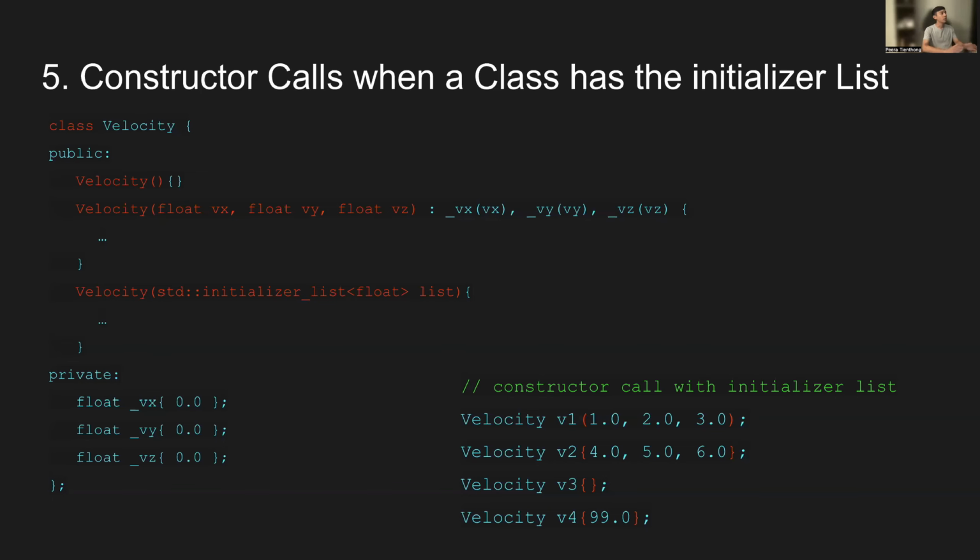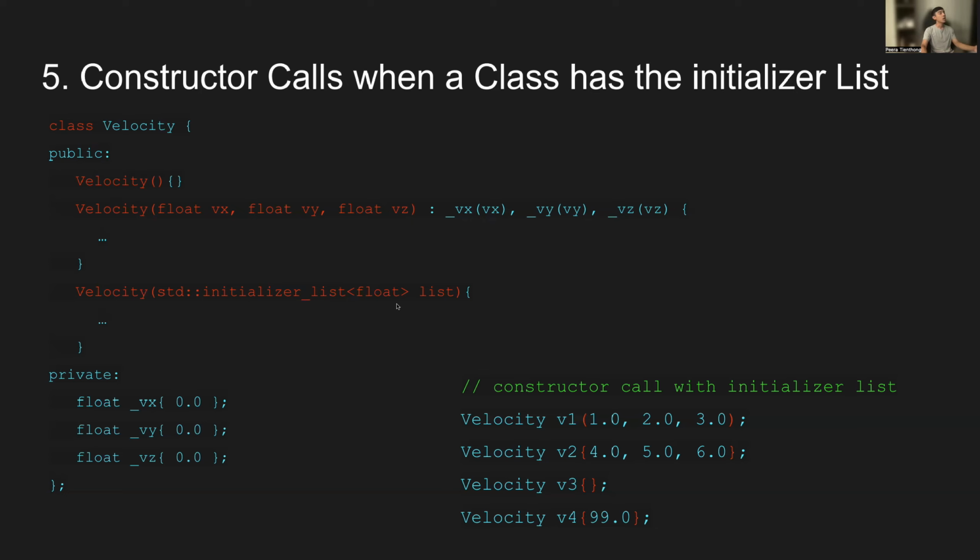Case number 5: constructor calls when the class has an initializer list. The initializer list is in modern C++, and as the name suggests, its purpose is to initialize variables. In this example, we have the class Velocity. We have 3 different constructors as usual: the default constructor, the constructor with multiple arguments, and the final one, the constructor with an initializer list.